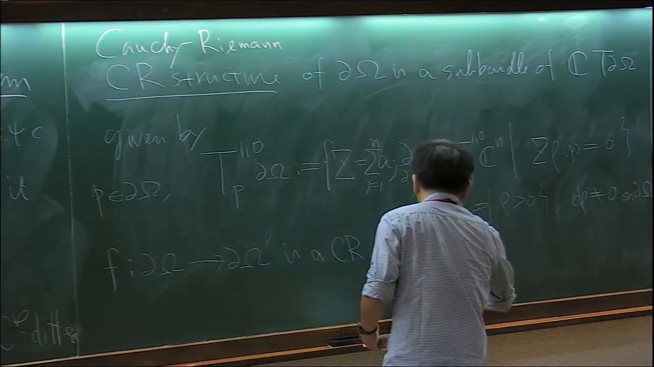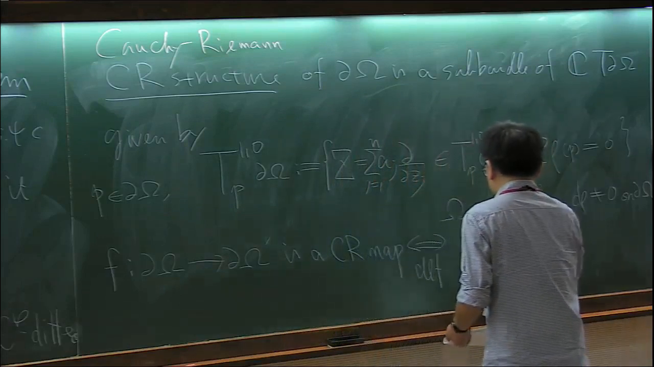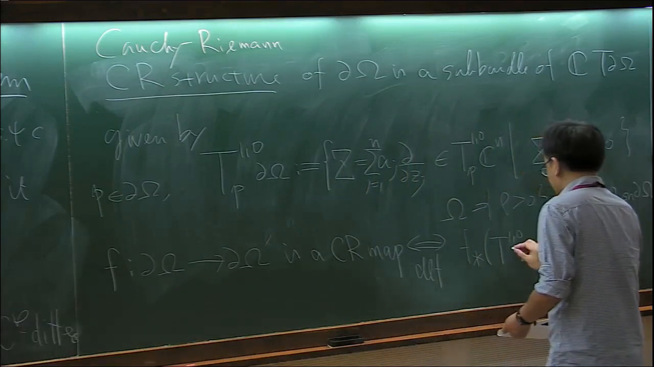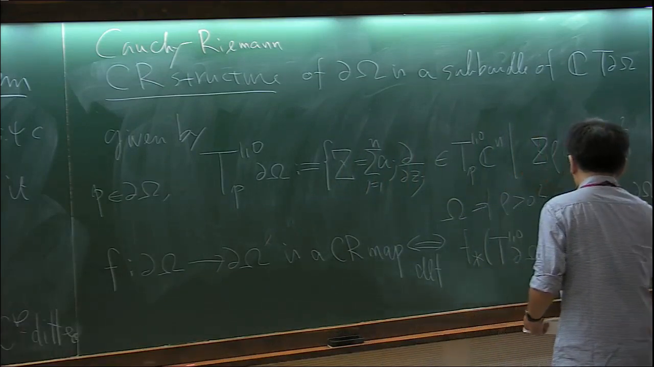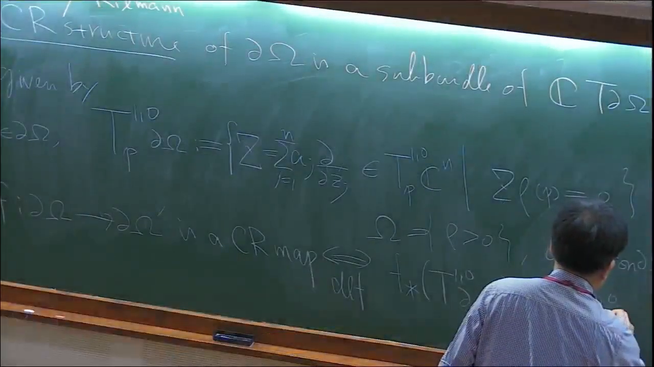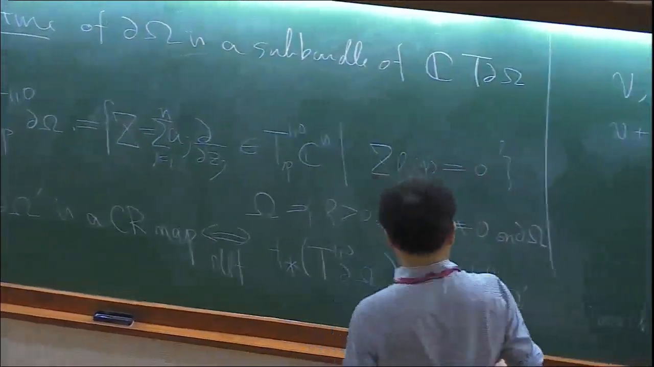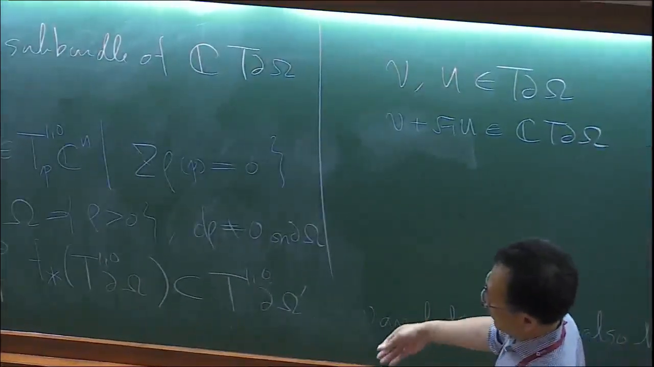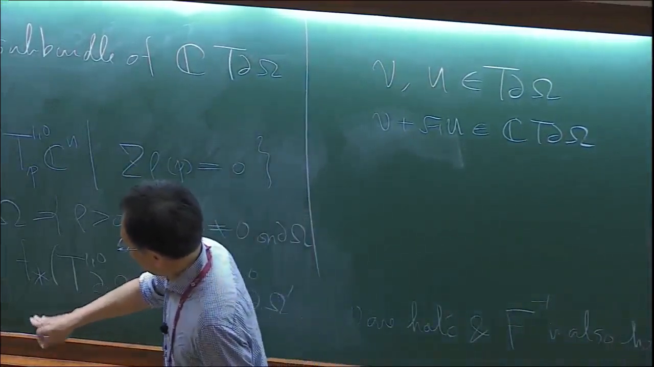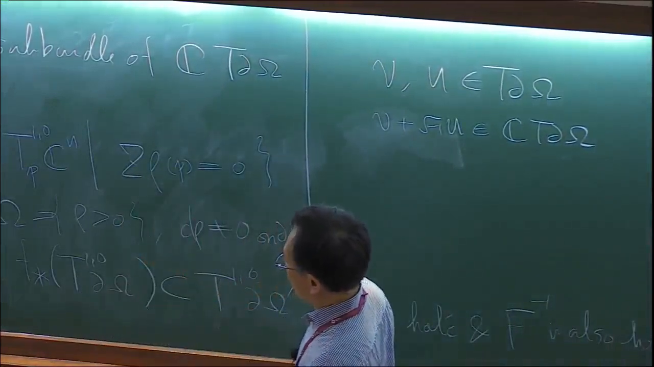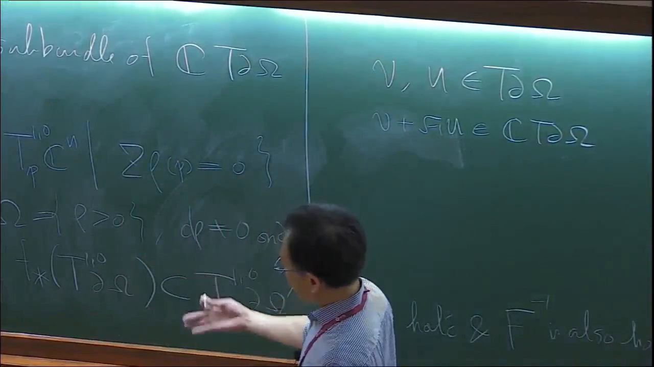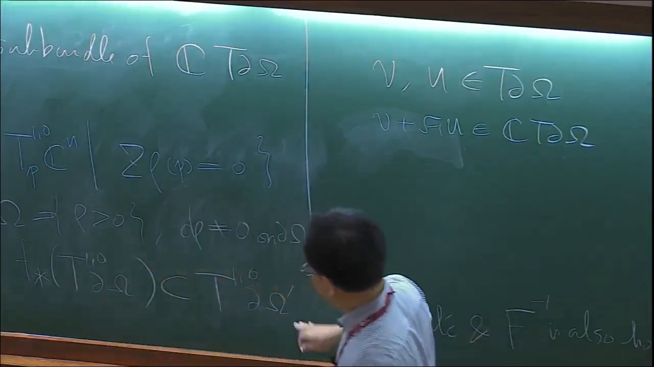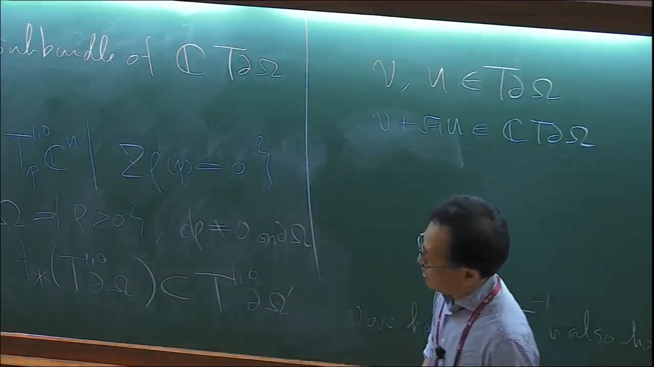is a CR map. This is the definition: if the push forward of this T^{1,0} of the boundary is contained in T^{1,0} of the target. This is again the complexified push forward, a Jacobian matrix multiplication. You can complexify it. Then this subbundle is preserved by this map. This is a CR map.